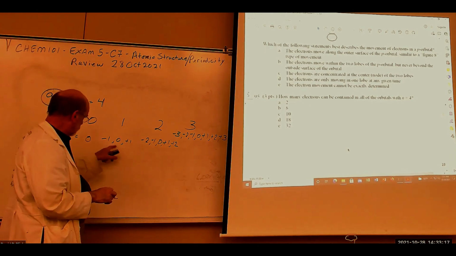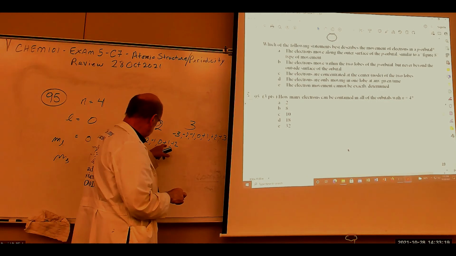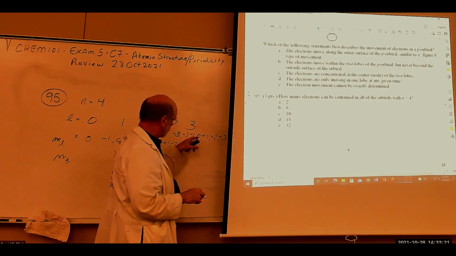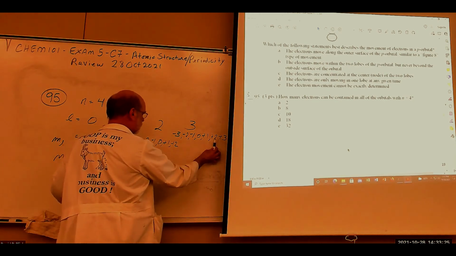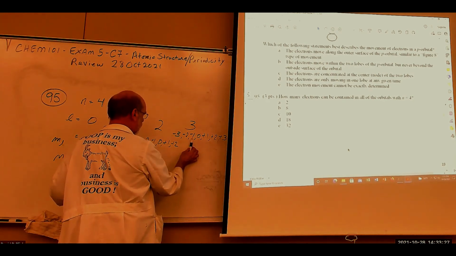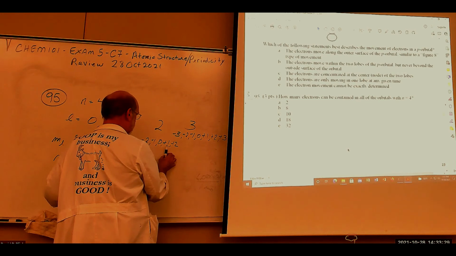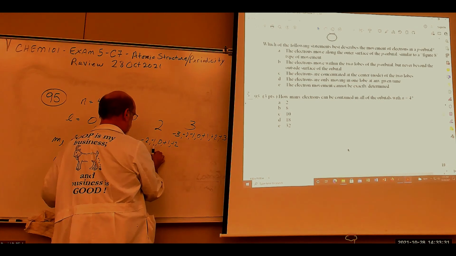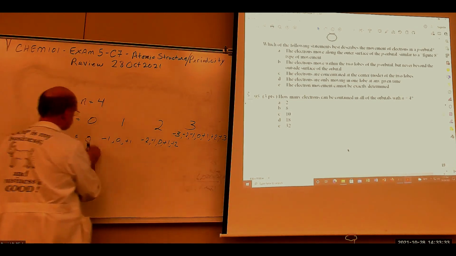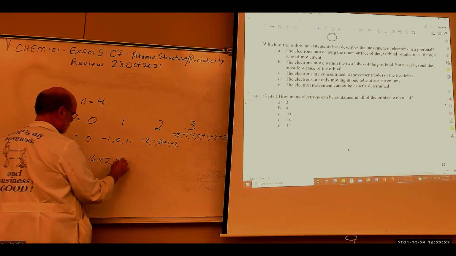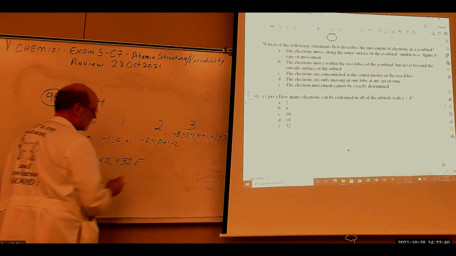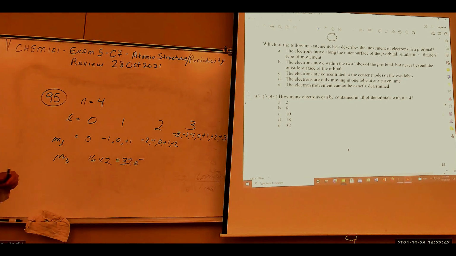So we got 1, 2, 3, 4, 5, 6, 7, 8, 9, 10, 11, 12, 13, 14, 15, 16. 16 times 2 electrons each. 32 electrons occupy n equals 4.